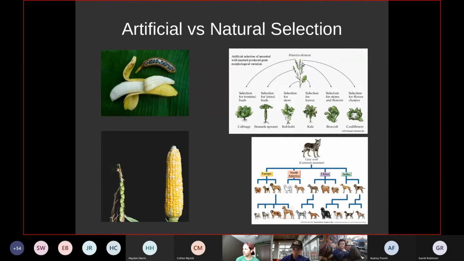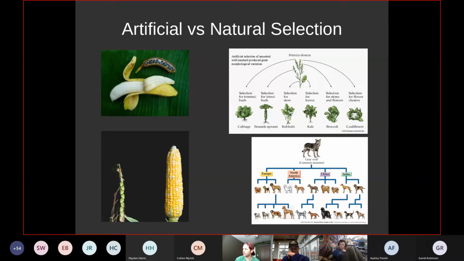What does it mean to select for lateral buds here in Brussels sprouts? How do we go from this plant at the top to Brussels sprouts? By selecting. I guess you'd be breeding the ones together that have the bigger lateral buds, or just the more appealing of whatever trait. Yeah, breeding or seed saving, for example.